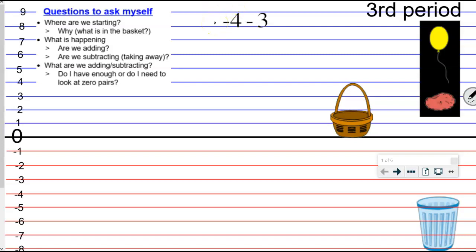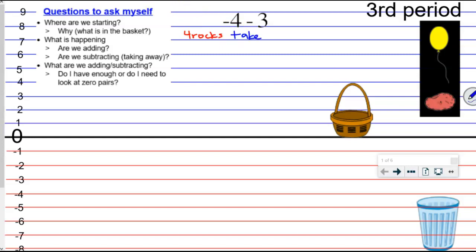In your tables, talk and figure out what is happening in this problem and how we are going to do that. I'm going to pause the recording as students talk at their tables. Okay, continuing on, who can tell me what's happening in this problem? Yeah, this is 4 rocks take away 3 balloons.